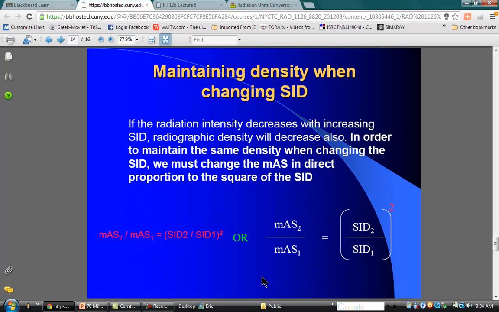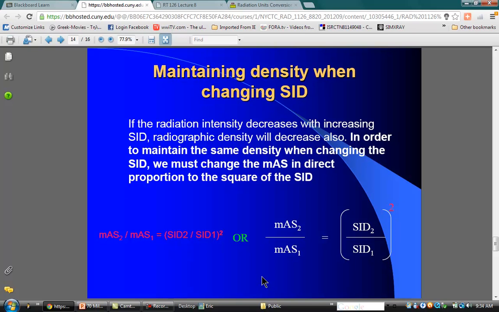Now, that was the inverse square law. Right here we have a formula that's designed to maintain our density. This is what we went over in the lab and had a laboratory about. So this is a formula that allows us to maintain density when we have a change in SID. Sometimes it's referred to as the maintenance of density formula.